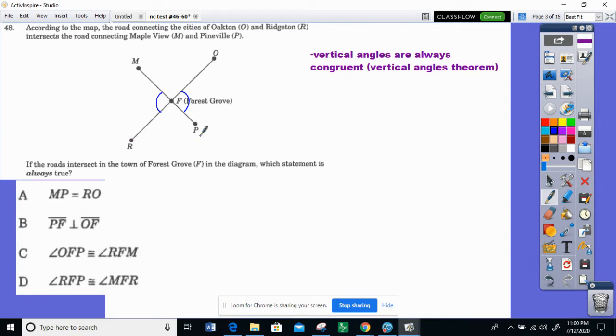Angles RFP and MFR would only be congruent if these roads are perpendicular, which it does not tell us, so we can get rid of B and C. It did not tell us that F is the midpoint. Segment MP is the same as segment RO? It did not tell us anything to make us believe that. I'm sorry, I crossed out C when I meant to circle C. Yes, these are the vertical angles, which is why C is the answer.